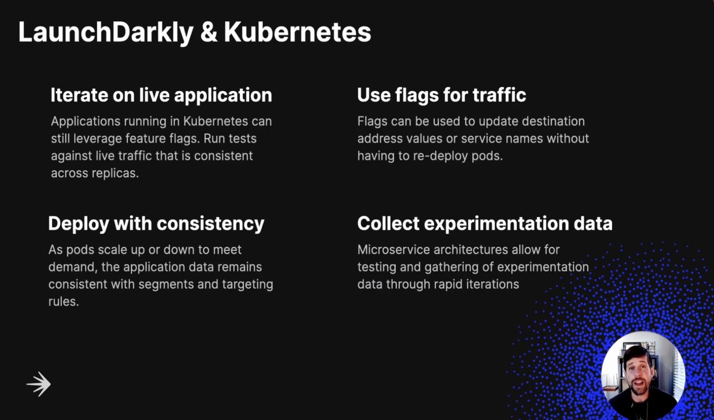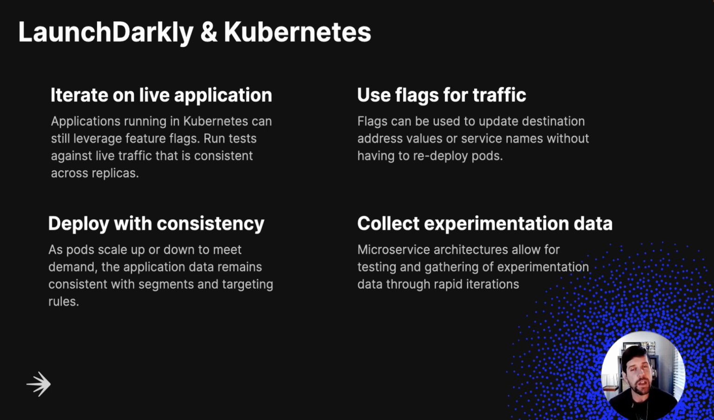And so when you're using feature flags or LaunchDarkly with Kubernetes, there's really four main benefits that you can derive from this. So first and foremost, this allows us to iterate on live applications. Applications that are running in Kubernetes can still leverage feature flags because when I set them up and the flags are in the code, I can run tests against live traffic and it stays consistent across replicas. So remember, one of the benefits we said about Kubernetes is that I can have multiple replicas of a single application in order to handle traffic demand. But when I use something like LaunchDarkly and feature flags, I can make changes to all those replicas without having to re-roll out everything.